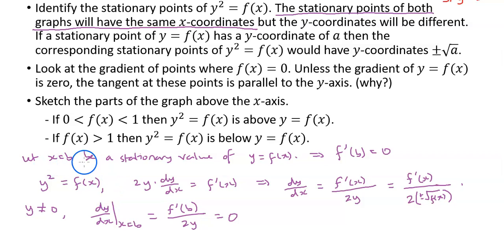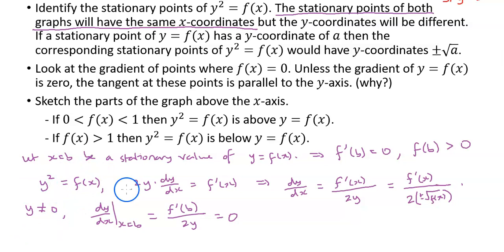So if x equals b is a stationary value of y equals f of x, then we also have a stationary value at x equals b in the curve of y squared equals f of x, so long as f of b does not equal 0. I guess I should have included that as a condition. You know what, let's say f of b is greater than 0. Because if f of b is less than 0, then we're not going to even be considering it on our graph of y squared equals f of x.